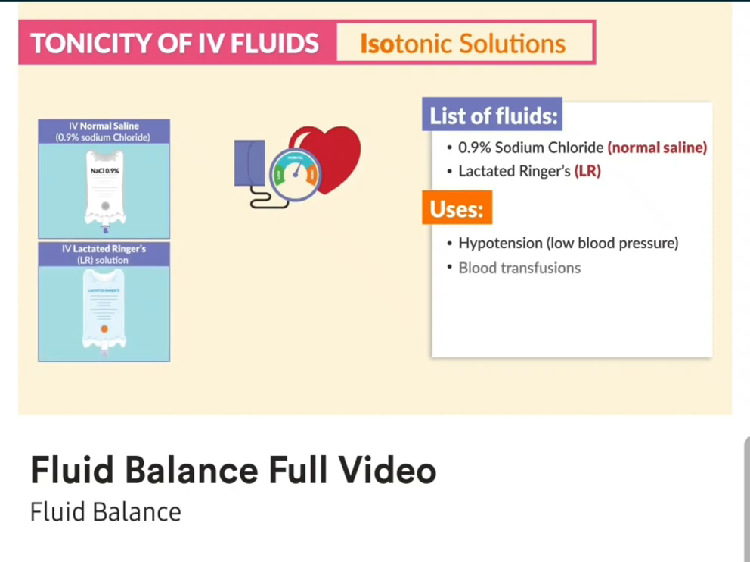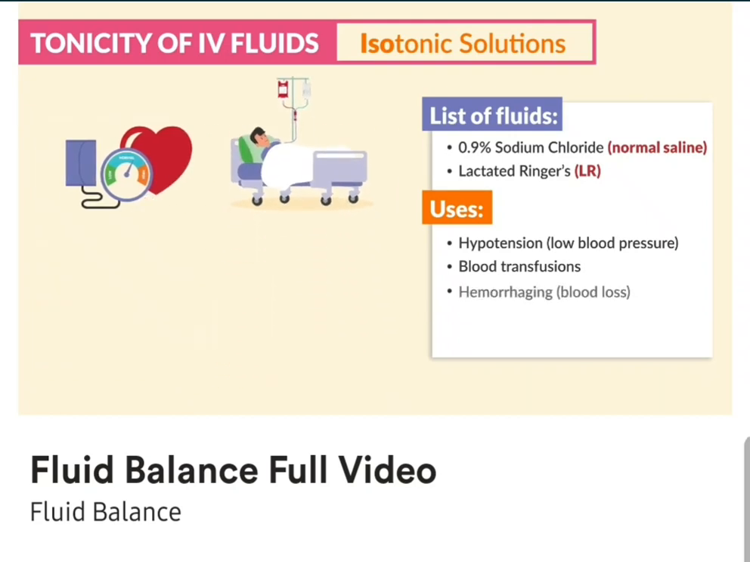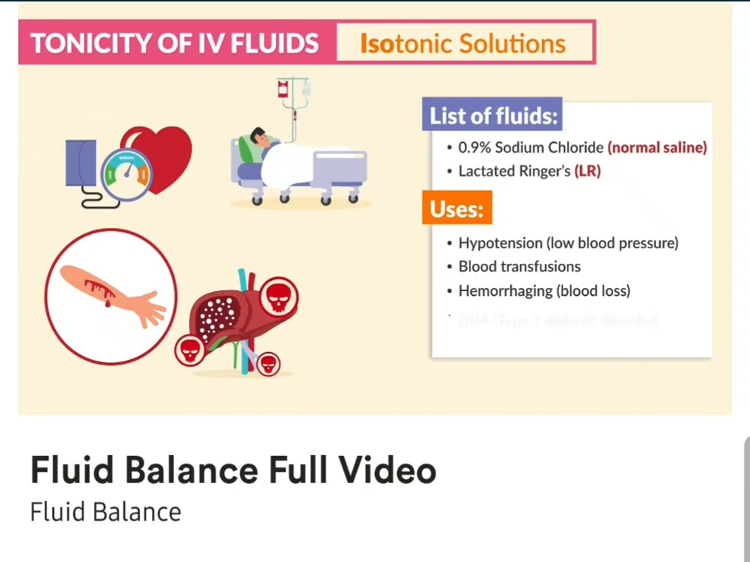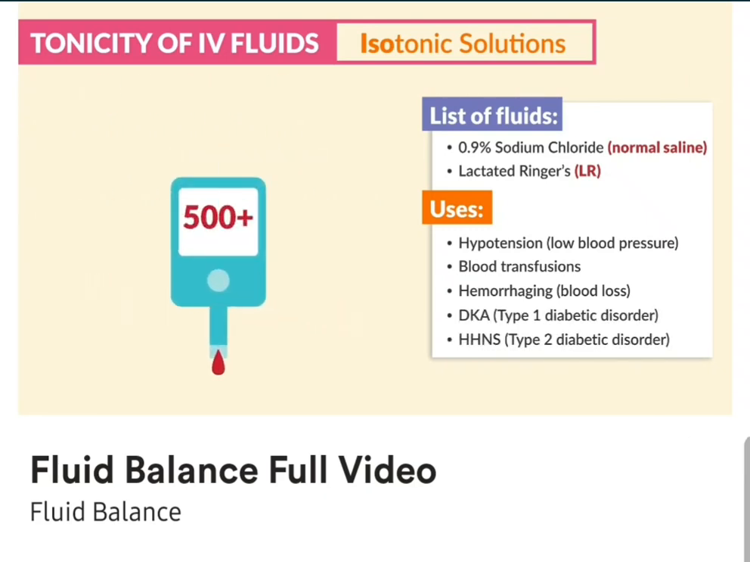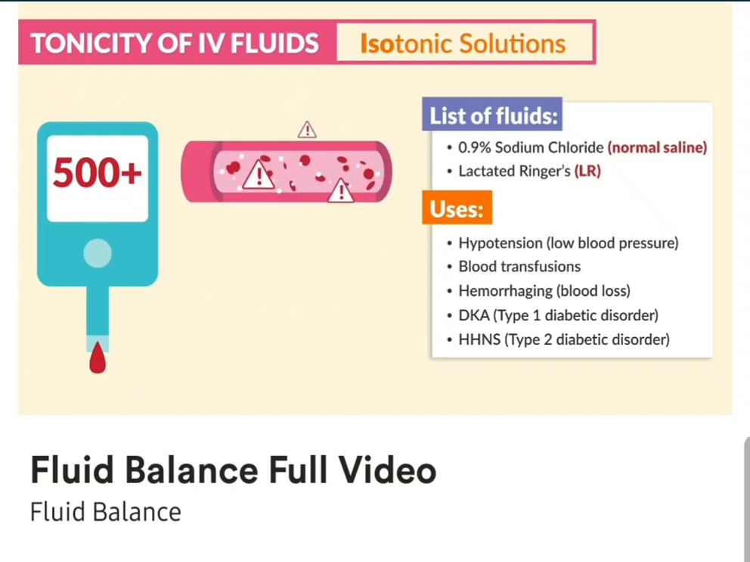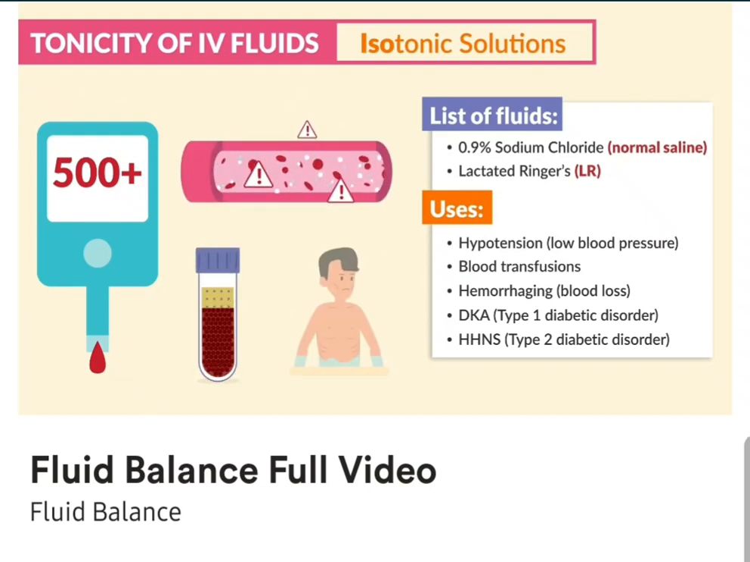We also give isotonics during blood transfusions to add volume during that blood administration. And we also give it to clients who are hemorrhaging or have had blood loss, as well as clients with diabetic conditions, DKA and HHNS, where the body gets overloaded with super high blood sugar, making the blood very thick and the body very dry.